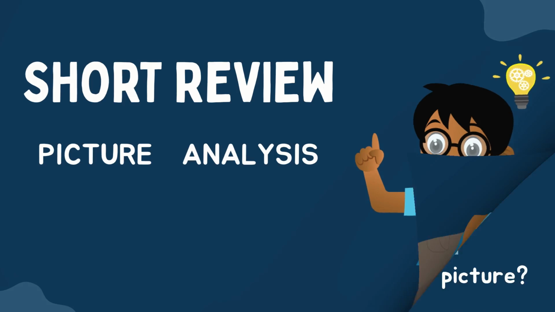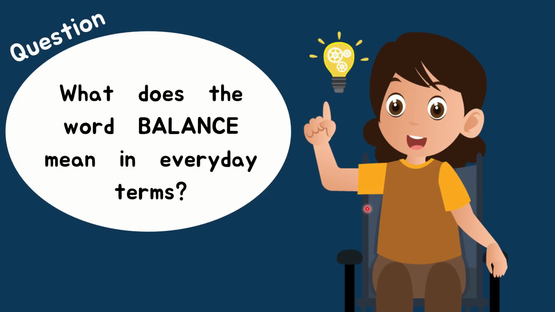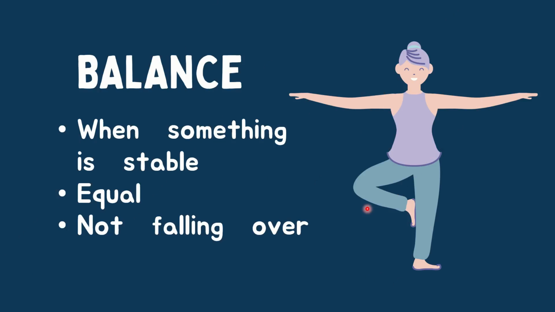Let's go to our first picture. What can you say about the picture? What is the first word that comes into your mind seeing this picture? I think you can say balance, right? What does the balance mean in everyday terms? Balance is when something is stable, equal, or not falling over. Very good, class. Now let's have the next picture.